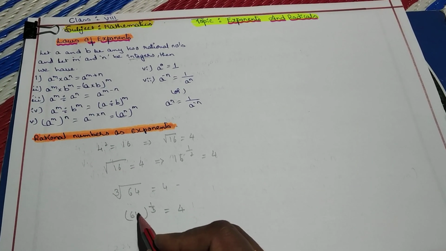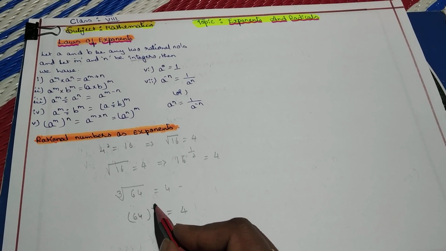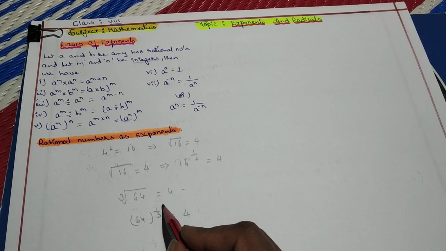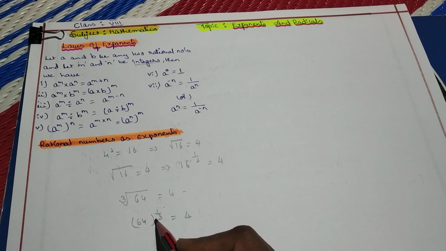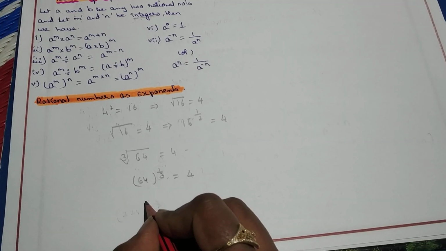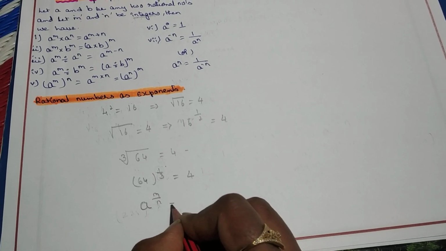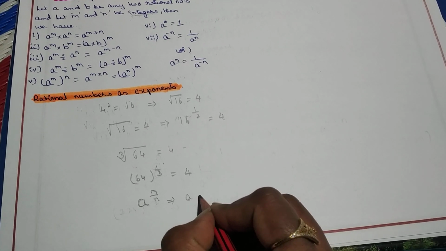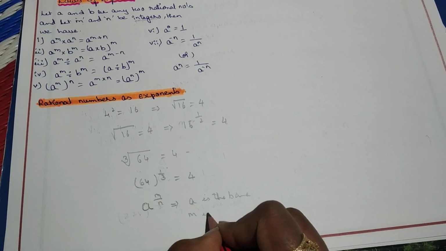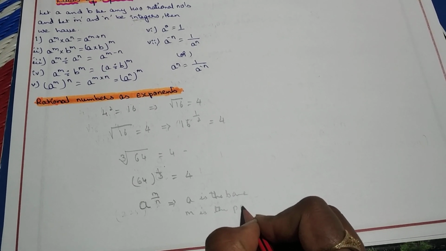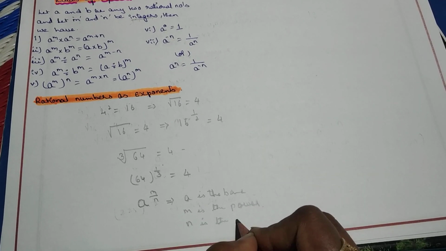When a number has its exponent in the form of a fraction, that is, in the form of a rational number, its numerator indicates the exponent, that is the power, and its denominator indicates the radical. Suppose I have a to the power of m by n, then a is the base, m is the power, and n is the radical.